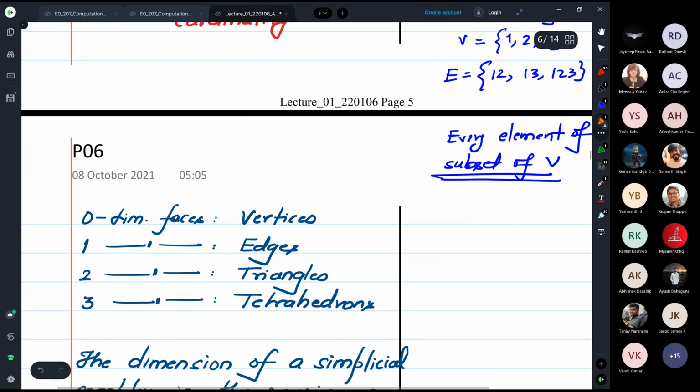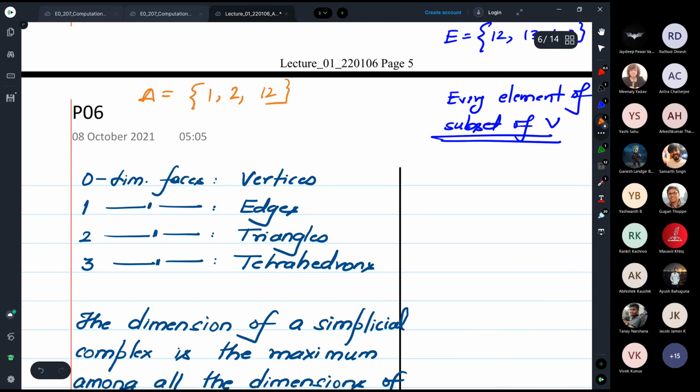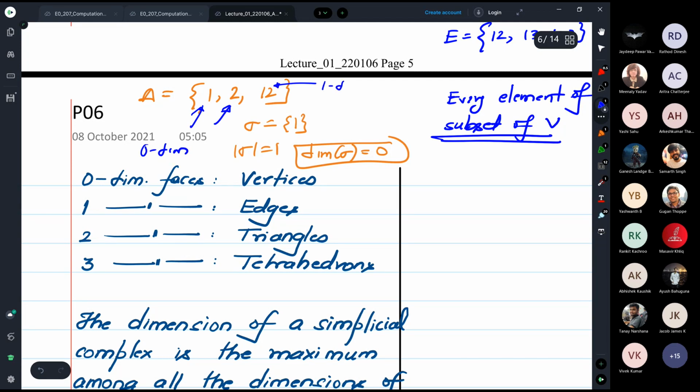So in this sense, I hope you agree that all the zero dimensional faces, let's say delta is made up of {1}, {2}, {1,2}. So the zero dimensional faces: if I think of sigma to be {1}, ideally I should write it as a set, then the cardinality is 1 and the dimension of this sigma will be 0. So these are zero dimensional faces, whereas this is one dimensional.